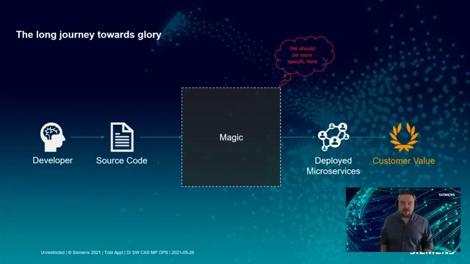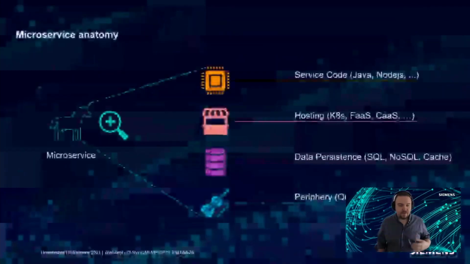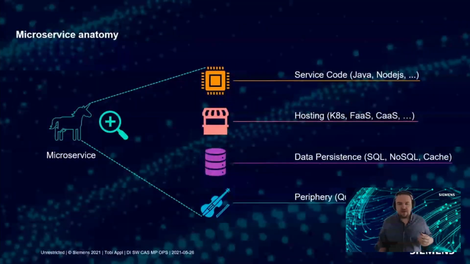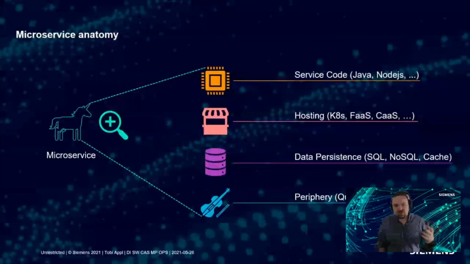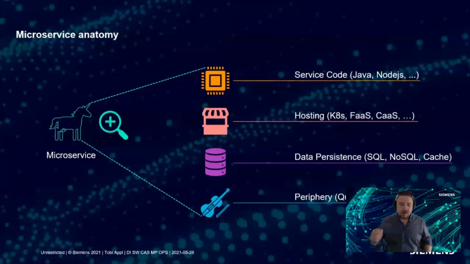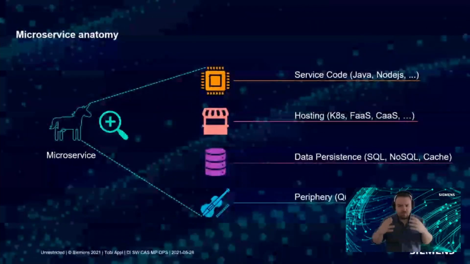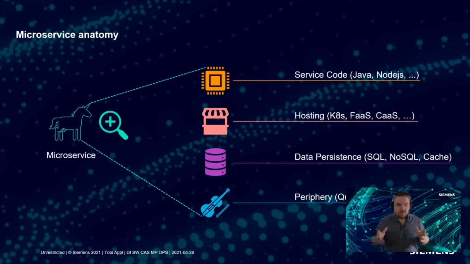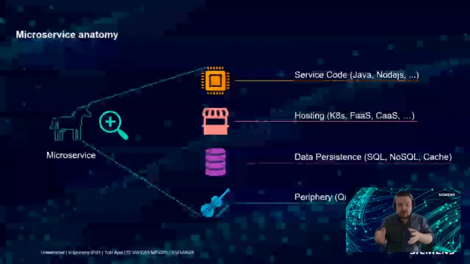Going into some details, let's have a look at the anatomy of a microservice. This is basically which layers of functionality and code exist within the microservice. First of all, on the top, we have the thing everybody thinks about when we talk about programming, and that is the service code itself. That's written in Java, in Node.js, in Go, in Python, in whatever, in any programming language. And that's actually what tackles the customer problem domain and solves customer requests. This service code is then hosted somewhere. It can be hosted directly on a server in your data center.